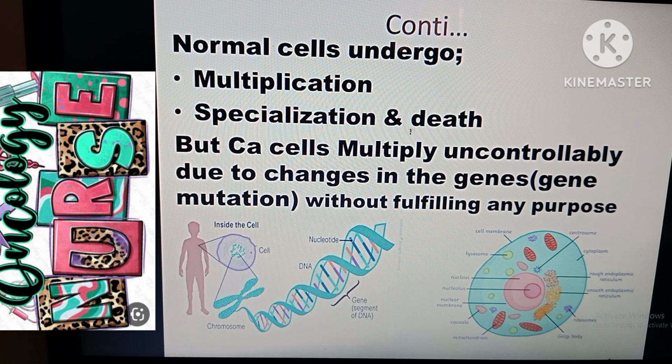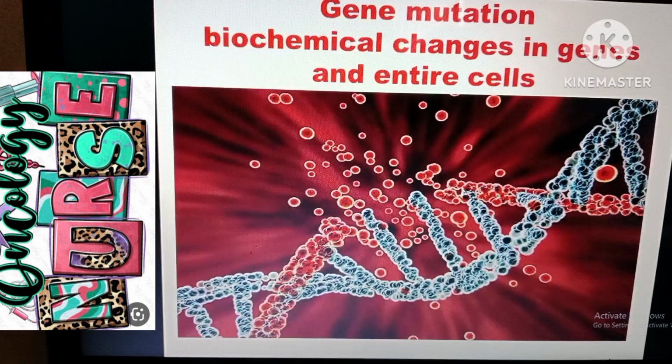So why will this multiplication occur? How does cancer cell development occur? Due to changes in genes, that is called a gene mutation. So why does the gene mutation take place? There are various reasons, okay? Gene mutation means biochemical changes in genes and entire cells.